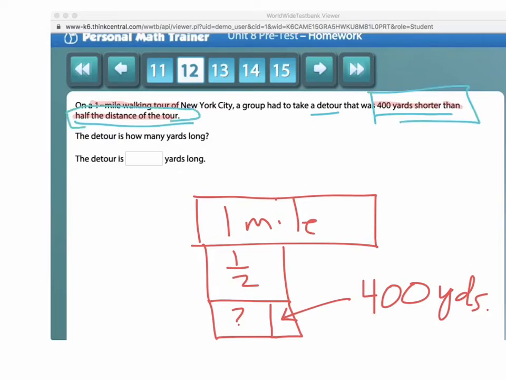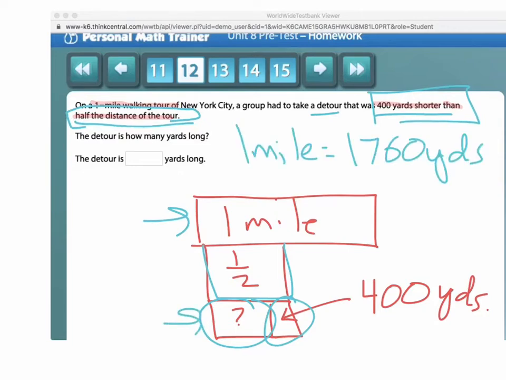So what I've drawn is the mile tour right here, and then I have half of that, because it's 400 yards shorter than half. So first I have to have half, then I do 400 yards shorter than half, and comparing that will tell me the answer to the question. The first step is to convert miles into yards, I should say.